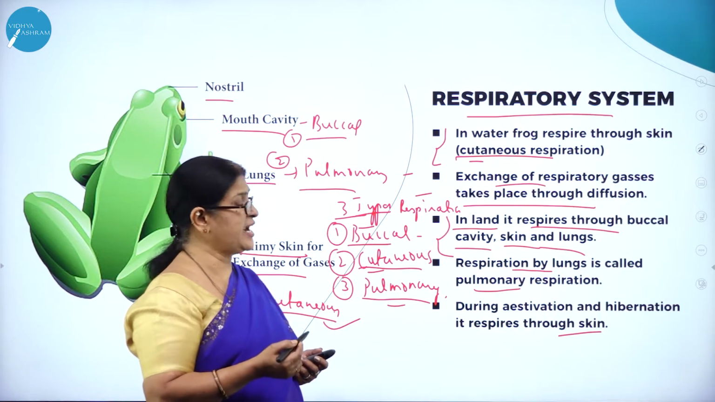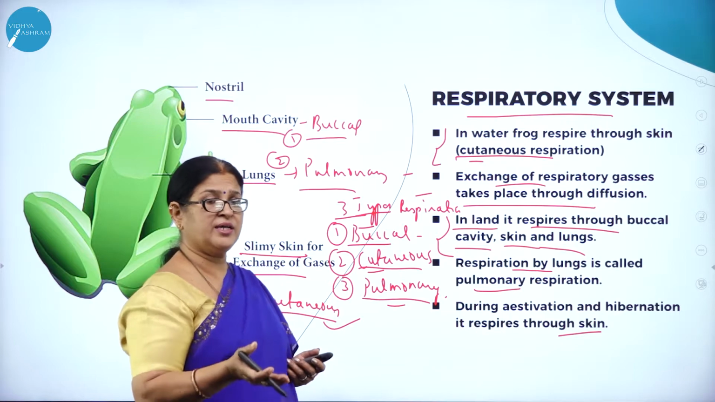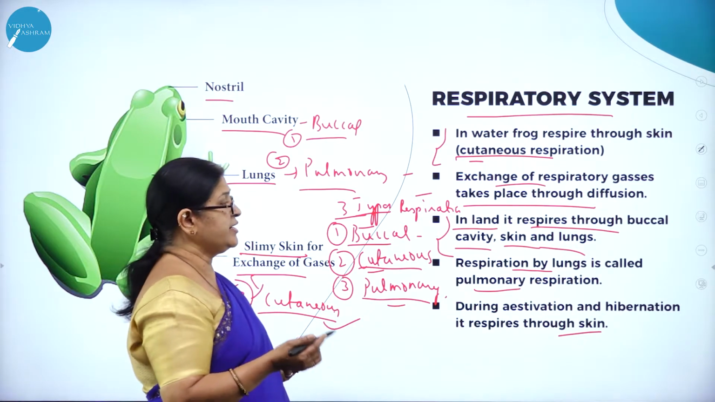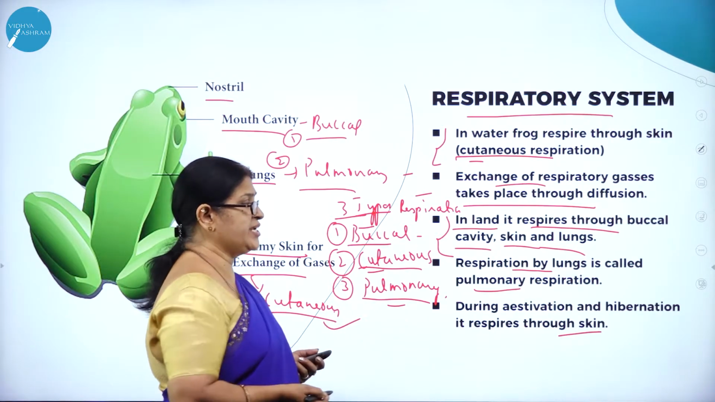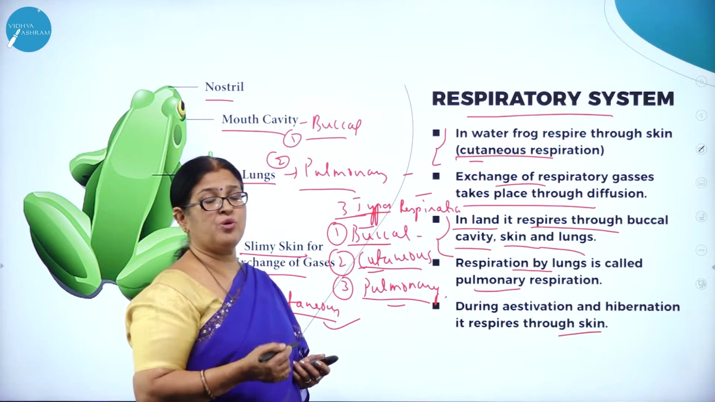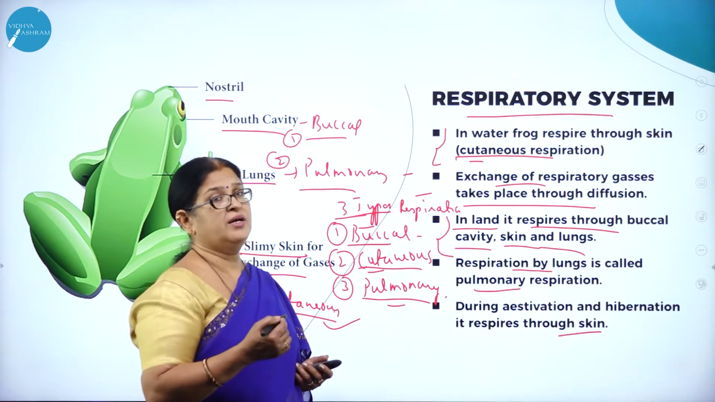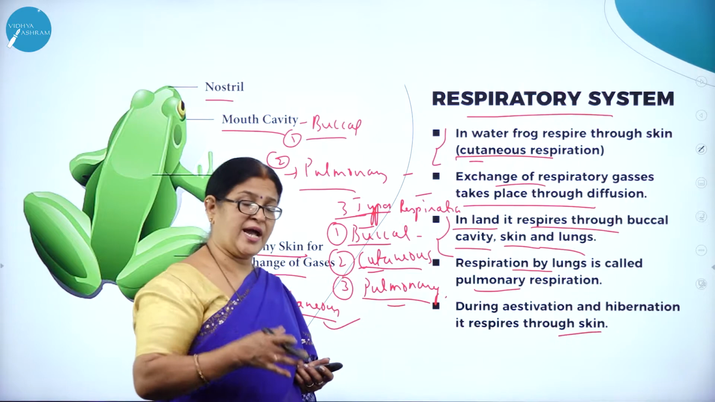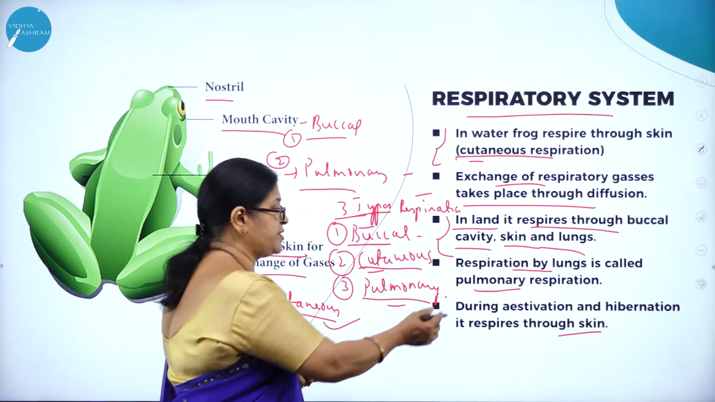On land, it respires through what? Buccal cavity, skin and lungs, because as usually you find them hiding in burrows. Respiration by lungs, as we said, is called pulmonary respiration. During estivation and hibernation, to overcome adverse climatic conditions, they go for winter sleep and summer sleep. So they live in burrows, and in that case respiration takes place through the skin.